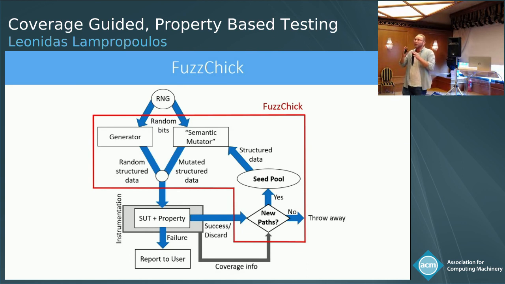And here, the seed pool is not a set or a collection of binary data. It's now structured data. It's lists, it's terms, it's C programs, whatever you're testing. Now we pick one of those structured data, and we have to mutate it. We have to find a way of generating data that are nearby, just like we do in fuzz testing.